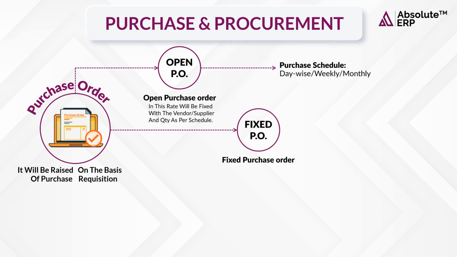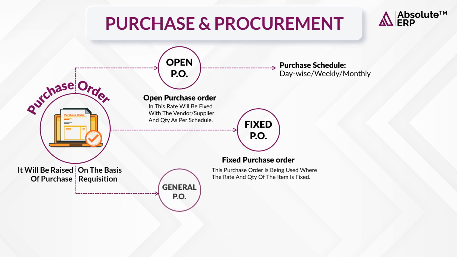Second is the fixed purchase order. In it, the purchase order is being used apart from the rate and quantity of the fixed items. And finally, the general purchase order. This purchase order is used for the general items.